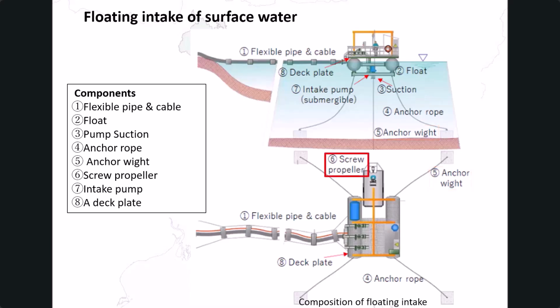6. Some pontoons are equipped with a screw propeller to enable self-movement. However, most floating intakes in Bangladesh do not have propellers. 7. An intake pump, surface or submersible type, is installed, with the suction inlet located just below it. 8. A deck plate is installed above these components.